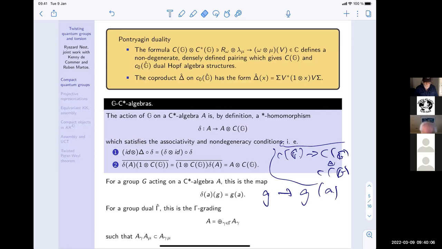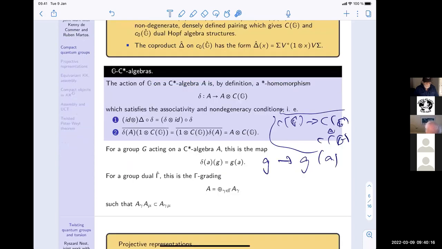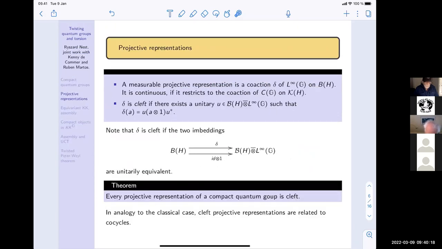And now here's an action on a, so this was the definition of action on a C-star algebra, right? Now I want an action on a von Neumann algebra instead. So it will be a map from the von Neumann algebra to B of H tensor L infinity of G instead of C of G, L infinity of G. And this is a measurable projective representation.